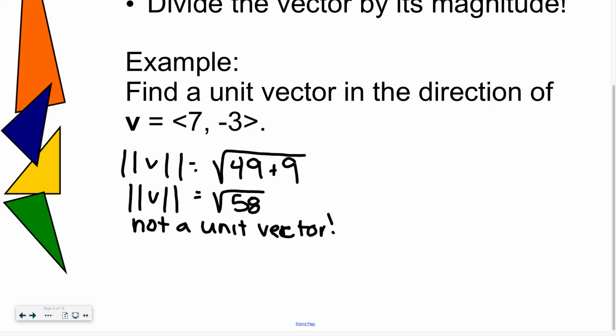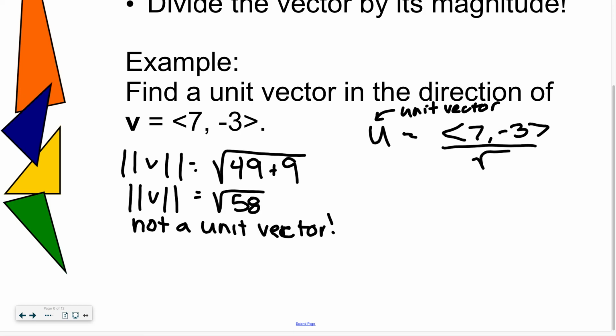But we want to find a unit vector that goes in the same direction. So I'm going to call that u. To get u, just take your vector 7, -3 and divide by the magnitude. If you divide a vector by some number, you're really dividing both components by that number.